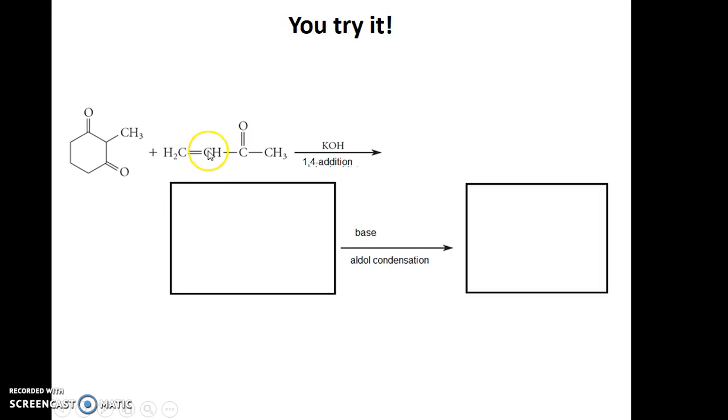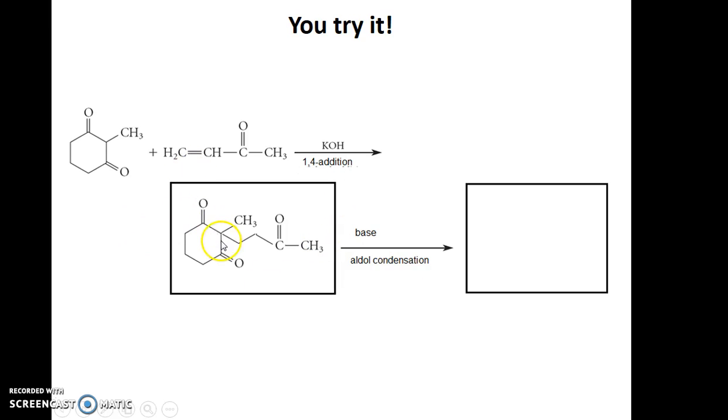Okay, what's going to be the product of this reaction? Well, if I have potassium hydroxide, I can have an enol form here, and then it's going to want to do 1,4 addition to this carbonyl. That's going to be the product. What if I treat this with base and allow an aldol condensation to occur? What's going to be the product there?